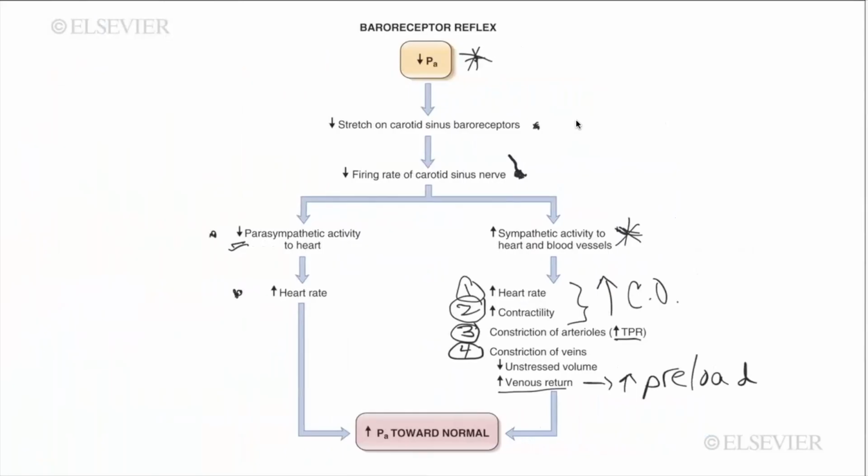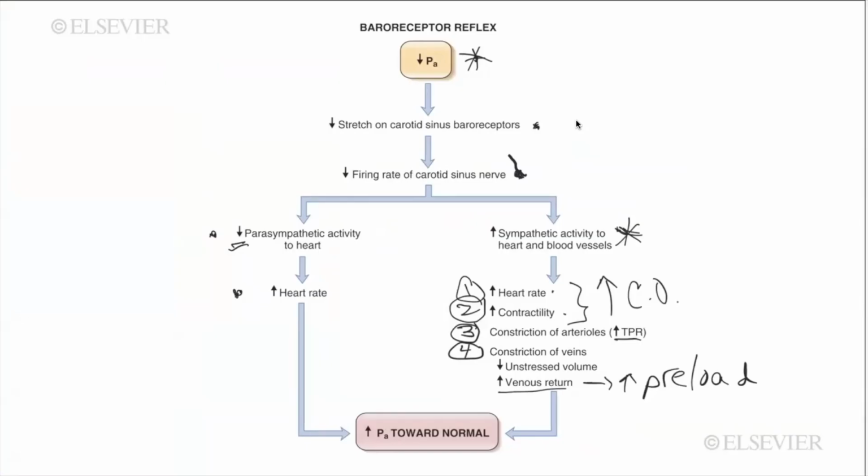So the 4 sympathetic effects all are going to work together to increase arterial pressure. How do they work together? They work together by first increasing heart rate and contractility together to increase cardiac output, to pump more blood into the arteries. They're going to constrict the arterioles to increase TPR. That's going to hold the blood on the arterial side and hold the blood in the arteries.